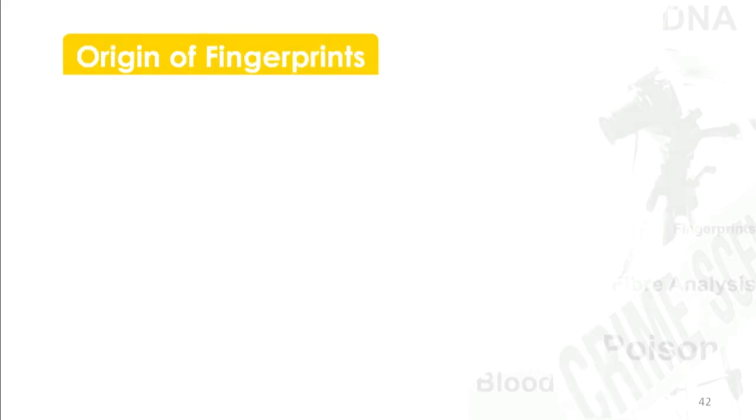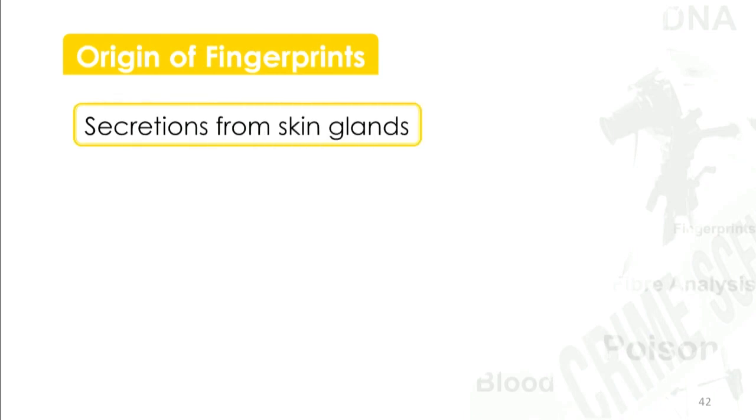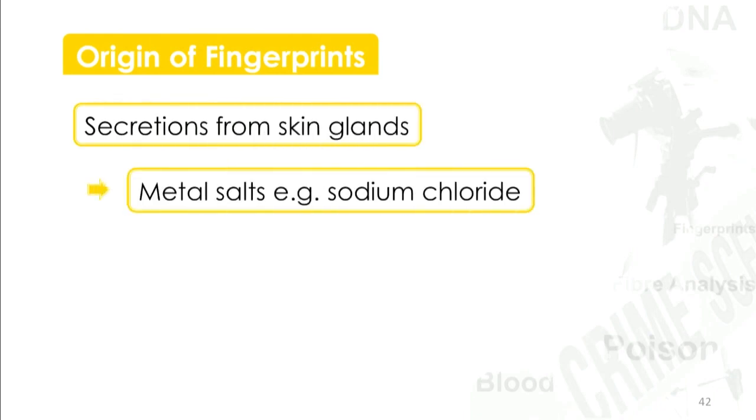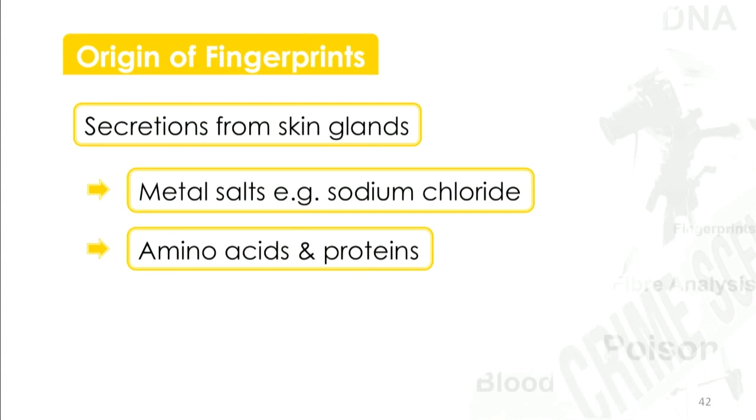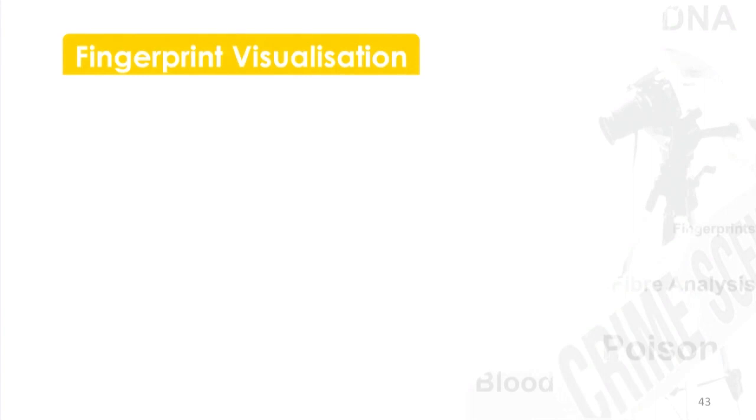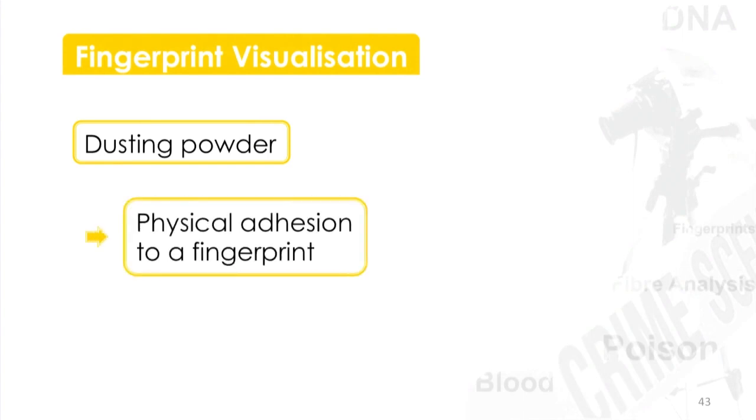So in order to understand chemical visualization, we need to remember what fingerprints are made of: metal salts, amino acids and proteins, fats, and water. Though of course the water is not going to last very long because that's going to evaporate. The simplest way to visualize fingerprints is to use a dusting powder. And this is not strictly a chemical method, it's simply the physical adhesion of the powder to the fingerprint.